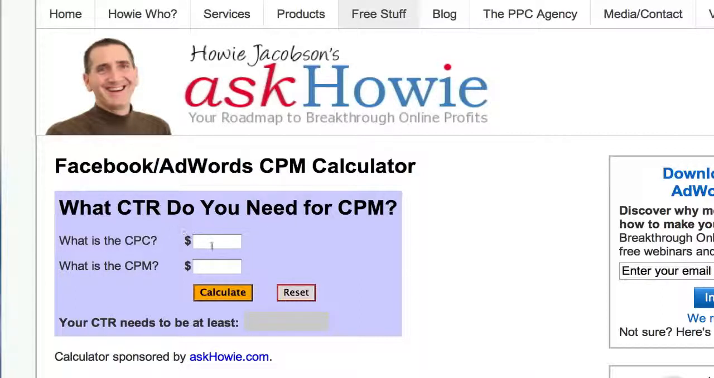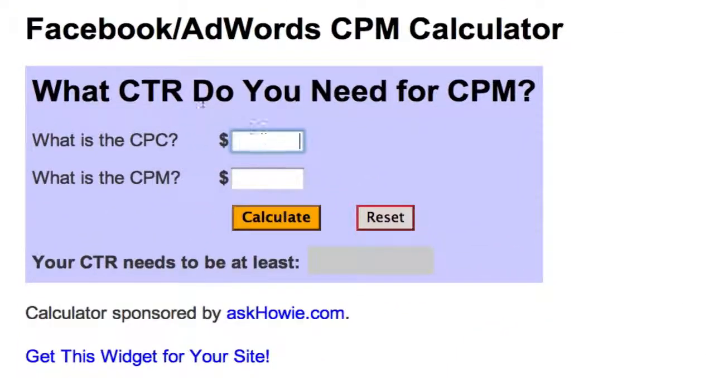So let's put in this example. What's the CPC, cost per click? Remember we said it was going to be about $1. What's the CPM? We said that was going to be about 50 cents. Then click calculate. You need a CTR of at least 0.05%. And that's the answer. So suppose the CPM was also $1. Now let's calculate. Now your CTR needs to be 0.1%.